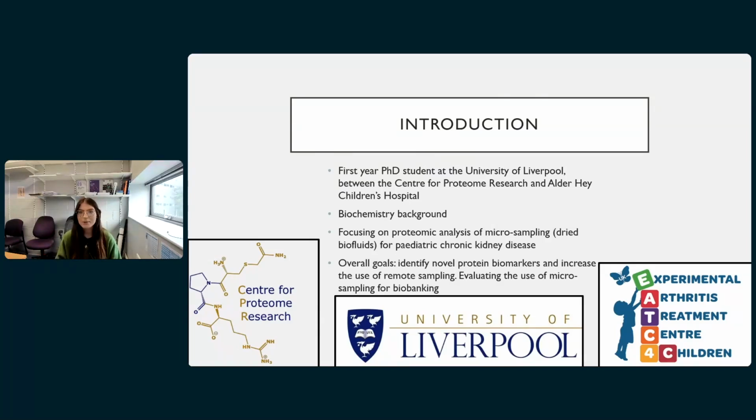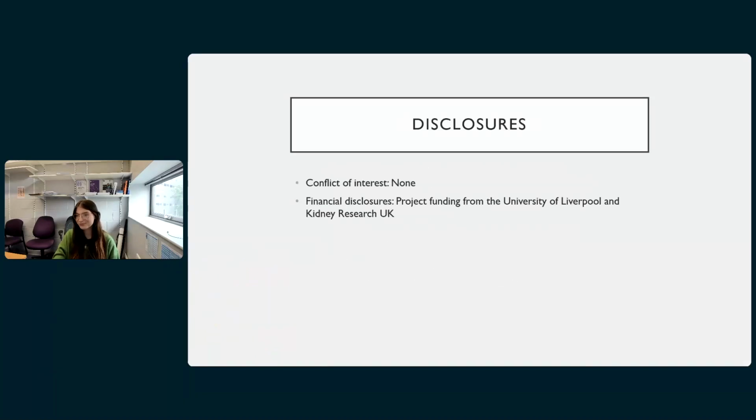So my name's Hannah, and I'm a PhD student at the University of Liverpool, split between the Centre for Proteome Research and Alder Hey Children's Hospital. So my project looks at proteomic analysis of microsamples. So right now that's dried blood spots for chronic kidney disease patients with pediatric focus. And the overall goals of my project are to identify established and novel protein biomarkers, and basically getting us all to use remote sampling and preferably microsampling, as well as evaluating its utility for biobanking. My supervisors are Dr. Andrew Chetwynd, Professor Claire Ayres, and Dr. Louisa Oni, which is how I know Cash.